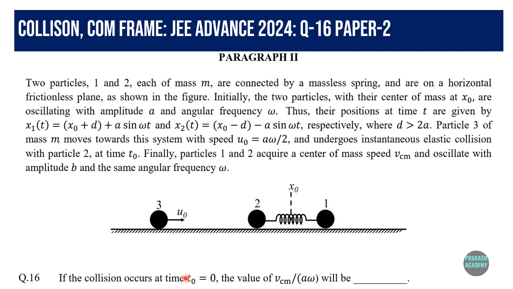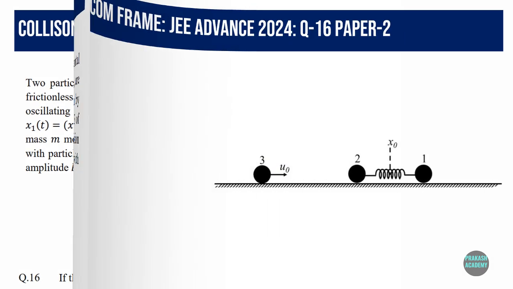If the collision occurs at time t naught equals 0, that is, at t equals 0 this collision occurs, then we have to find the value of the velocity of the center of mass divided by a omega. So let us try to do this problem.